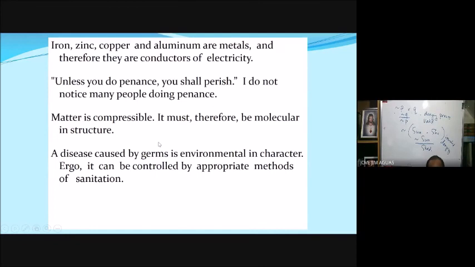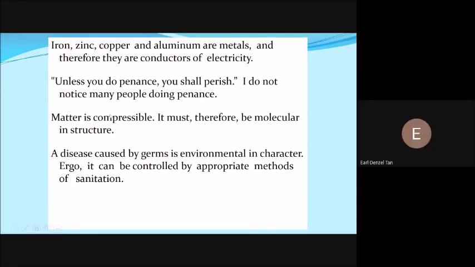Matter is compressible. It must therefore be molecular. Now, before I answer the question, I will have one more question. Which one here is the conclusion? Matter is compressible, or matter be molecular in structure. Which is the conclusion? The first or the second? This or this? The first or the second?